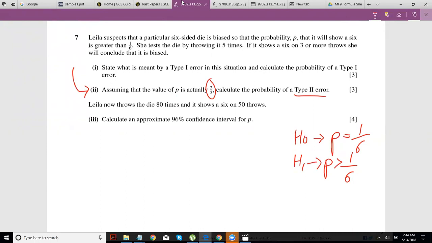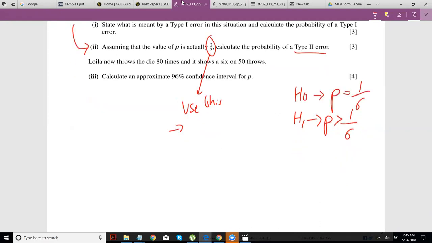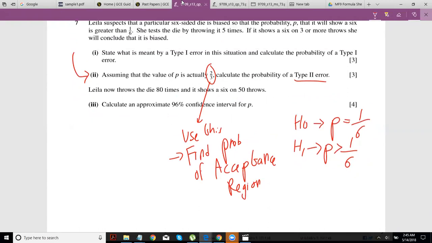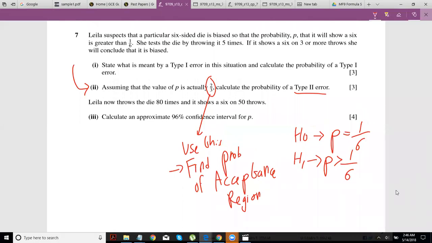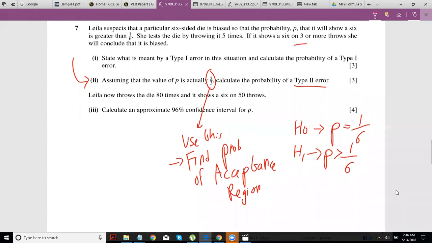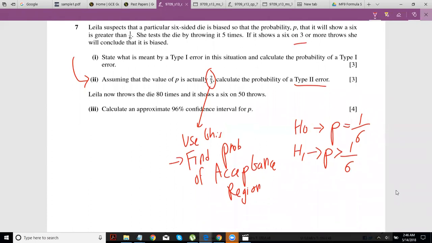Now, the idea here is that you use this new probability. So you use this, and you find the probability of the acceptance region, or basically not the critical region. Now, I believe that you would have already calculated the critical region in the above part. So I'll just go find that. And in part 1, you would have calculated this because it says that if it shows a 6 on 3 or more throws, she would have concluded that it is biased.